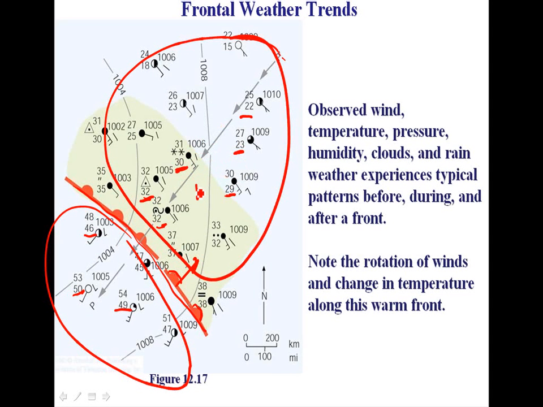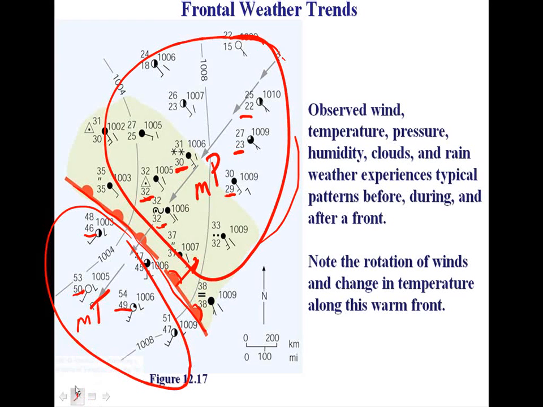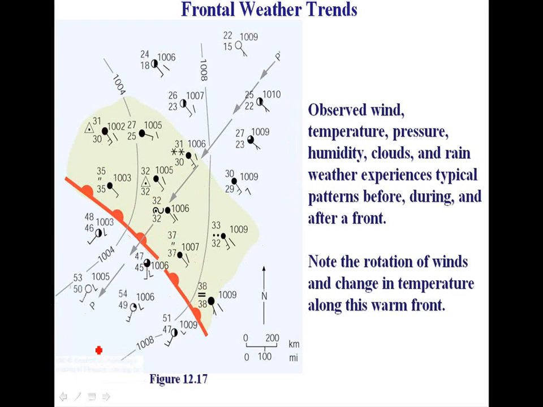So this would probably be maritime polar. Warm, moist air here, which more than likely would be maritime tropical. And so right where this front is at is the dividing line between these air masses. And as we would expect, as this front continues to move north, these temperatures should begin to rise.